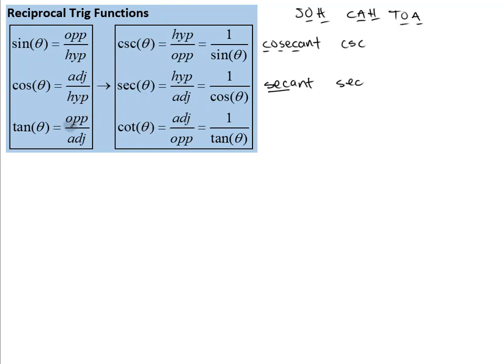The last one, of course, tangent. The reciprocal would be 1 over tangent, and instead of opposite over adjacent, it's adjacent over opposite. And COT stands for cotangent. So the reciprocal of tangent is cotangent, COT. Okay, so we're not going to do a whole lot with these right now, but we do need to introduce them. We'll use them a little bit more next chapter or later in this chapter.